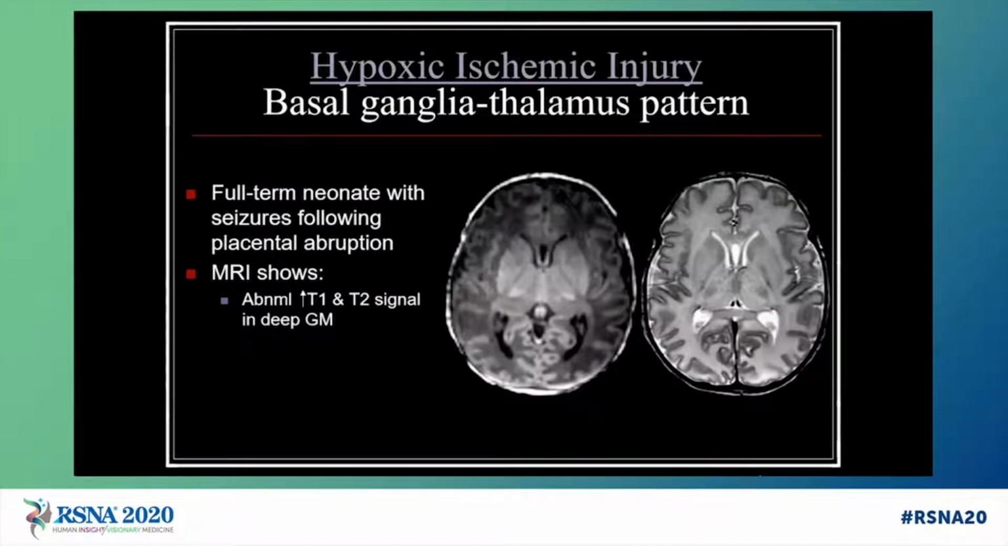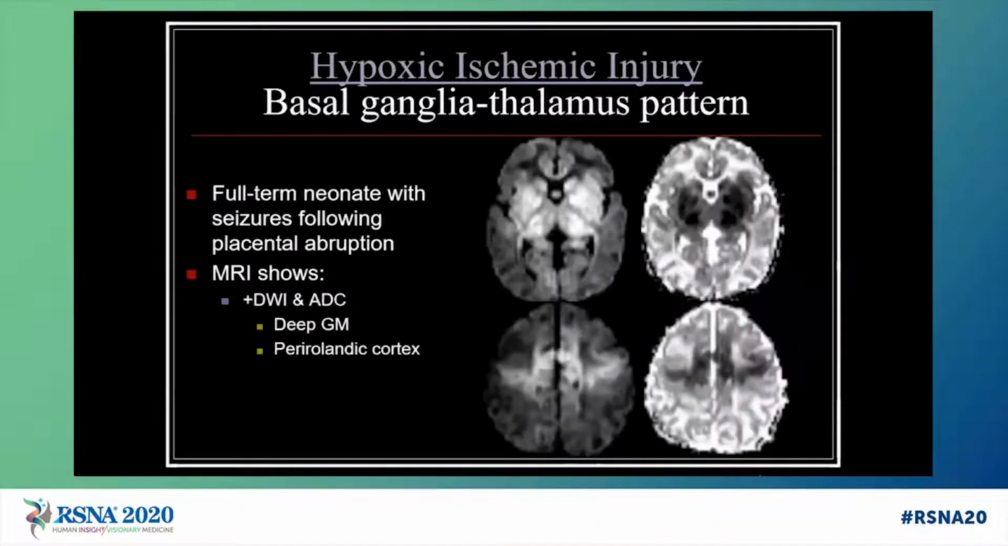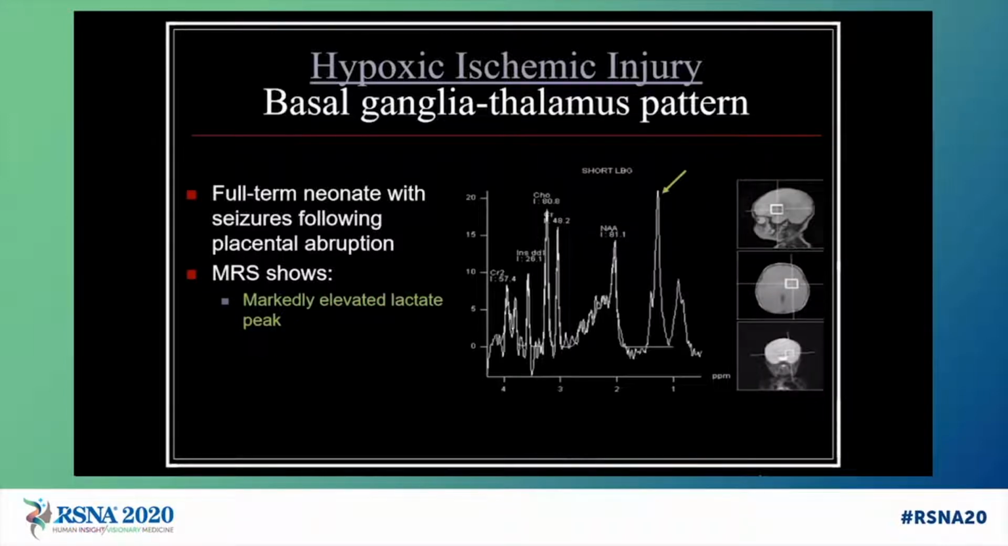So here's a full-term neonate who presented with seizures following placental abruption. And on MR, we could see increased T1 and T2 signal intensity involving the deep gray matter structures. With restricted diffusion, we'll see increased signal on diffusion-weighted imaging with associated decreased signal on ADC map. In this case, we could see involvement of the deep gray matter structures with extension into the perirolandic cortex as well. If you perform spectroscopy, again, you're going to see a significantly elevated lactate peak.